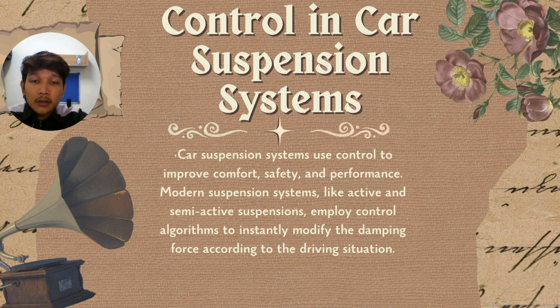This page shows control in car suspension systems. Car suspension systems use control to improve comfort, safety, and performance. Modern suspension systems like active and semi-active suspension employ control algorithms to instantly modify the damping force according to the driving situation.